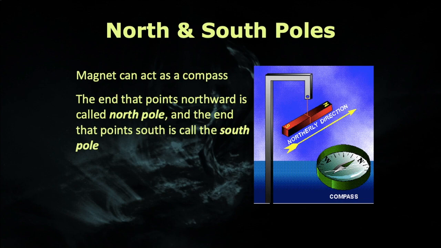A magnet can act as a compass. If you hang a bar magnet at its center of gravity to keep it in balance, the end that points northward is called the North Pole, and the end that points south is called the South Pole.